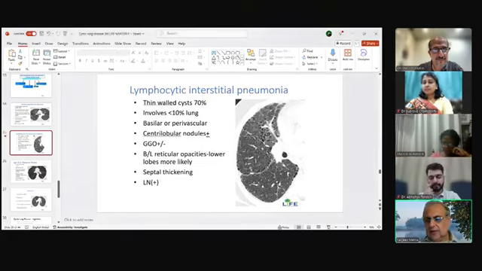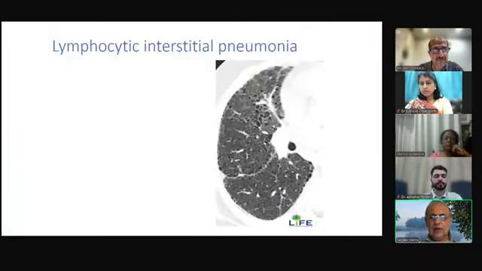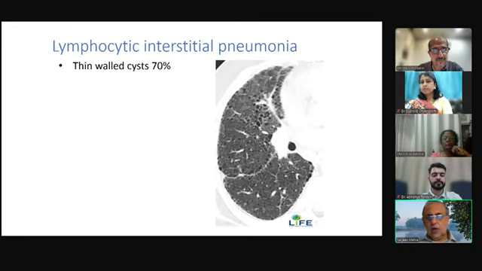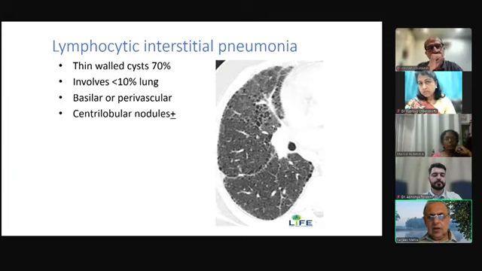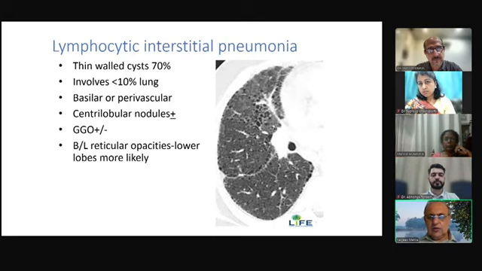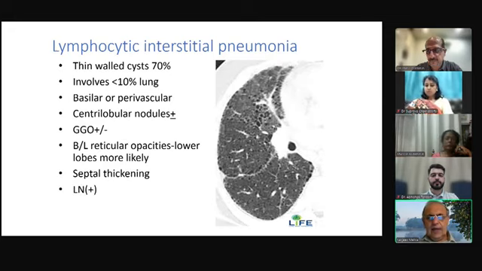So for those of our audience, this is what LIP looks like, and you can see here it really looks like nothing else. Thin-walled cysts, which occupy a large part of the lung, basilar, centrilobular. So the presence, as I told you in the initial algorithmic workup, if you see centrilobular nodules and you see these cysts with or without GGOs, then this is most likely LIP.